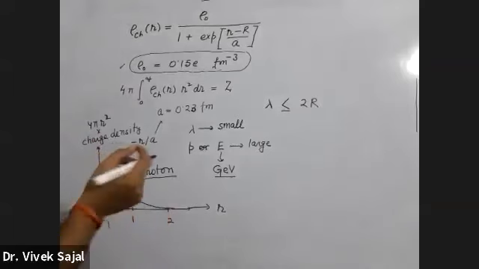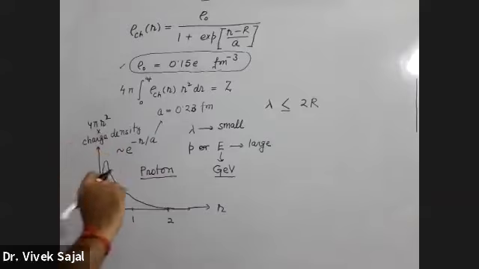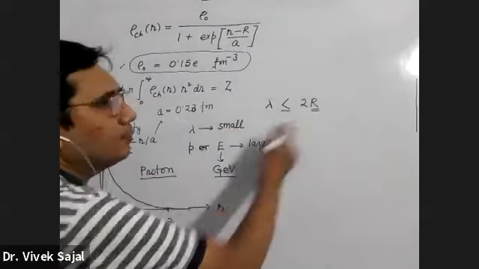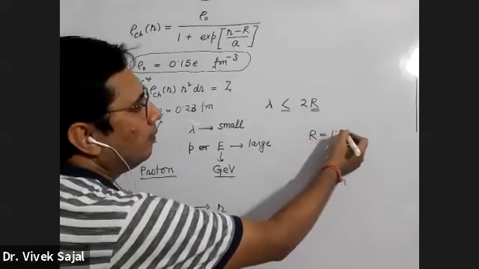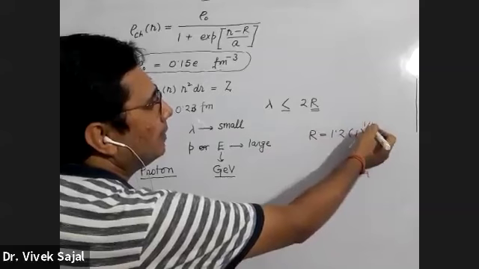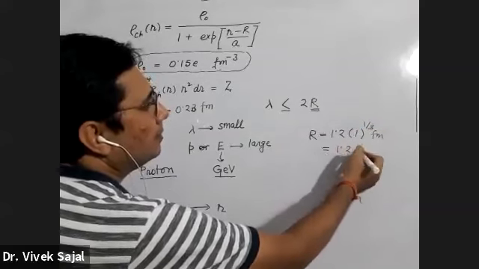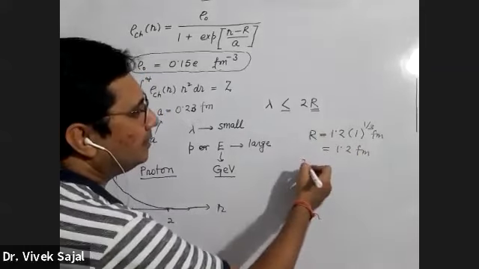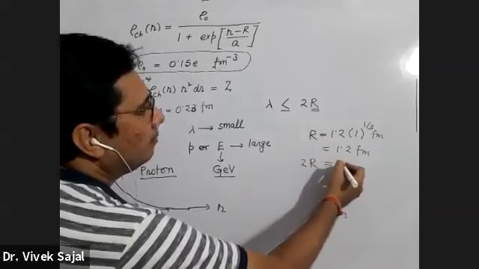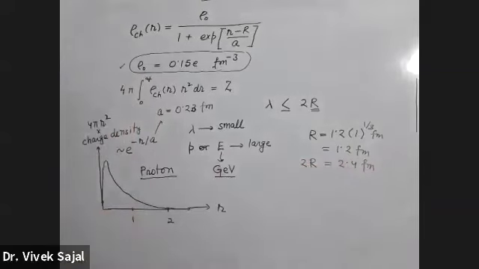When you are trying to find out the internal charge distribution of the proton and neutron, this radius will be very, very small. For the proton, the radius will be roughly 1.2 into 1 to the power 1 by 3 Fermi, so roughly 1.2 Fermi. If we take the diameter, then it will be roughly 2.4 Fermi. This will be the approximate size of the proton.